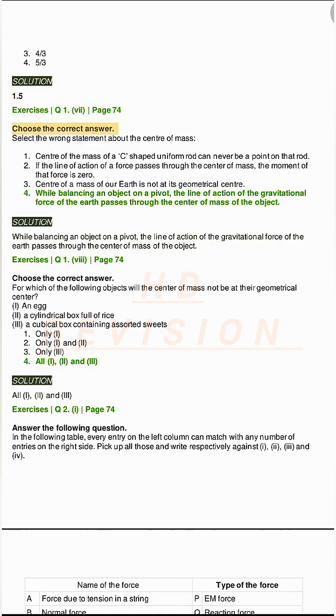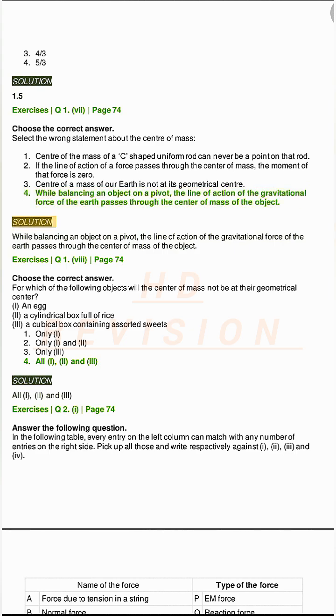Exercises Q1, B, page 74. Choose the correct answer. Select the wrong statement about the center of mass. 1. Center of mass of a C-shaped uniform rod can never be a point on that rod. 2. If the line of action of a force passes through the center of mass, the moment of that force is 0. 3. Center of mass of our Earth is not at its geometrical center. 4. While balancing an object on a pivot, the line of action of the gravitational force of the Earth passes through the center of mass of the object.